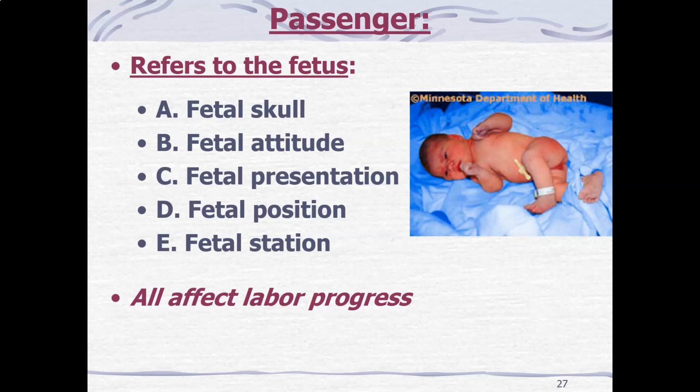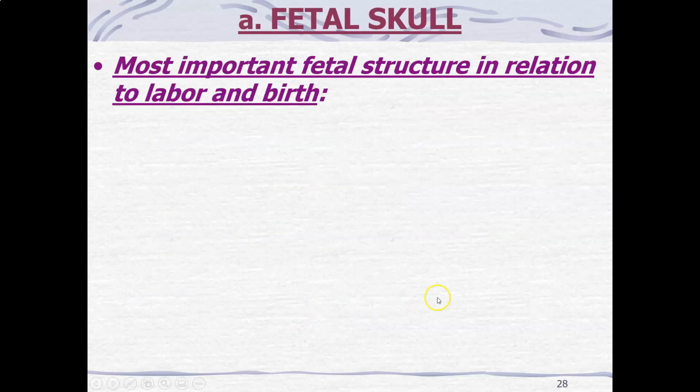I recommend making a chart. There's a chart hanging up in the classroom, and hang it up somewhere in your house so that you can see this frequently and it can absorb. You can memorize it, but you're going to forget it. I'm just saying. Most students do. All right. All of these things, the fetal skull, attitude, presentation, position, and station, they all affect the labor progress.